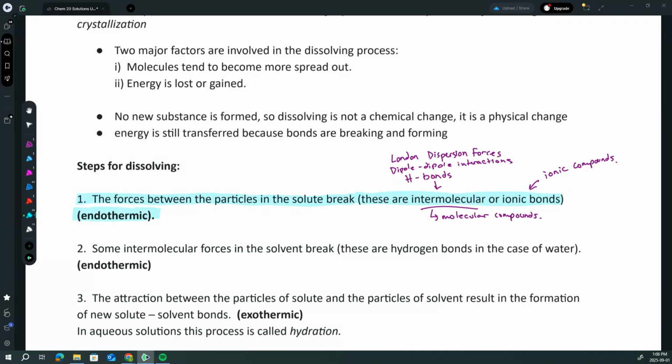So essentially what this is saying is it requires energy to break either these intermolecular forces or these ionic bonds. Okay, and some intermolecular forces in the solvent break as well. So if we're talking about a solvent like water, there's hydrogen bonding happening between all the different water molecules. When those break, that also requires energy, so it's an endothermic process.